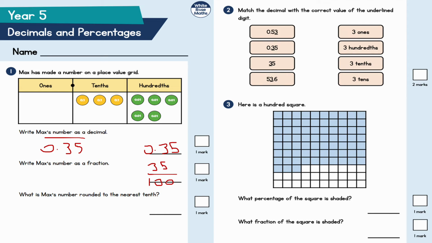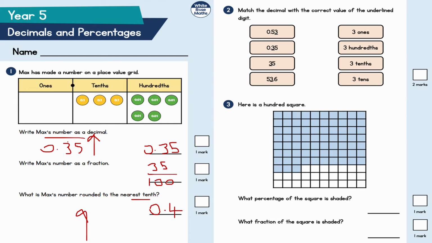What is Max's number rounded to the nearest tenth? It is 0.4, because looking at my tenths column, it's a 3. So I look at the corresponding place next to the tenths, which is a 5. A 5 rounds up, by definition, because if it's 5 or more, then I round up.